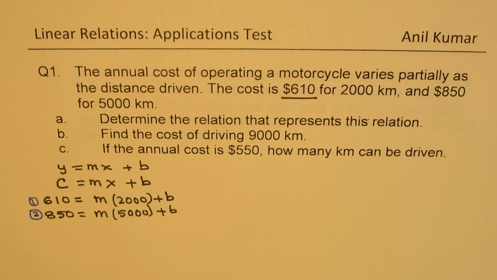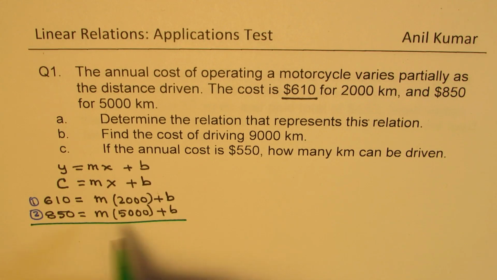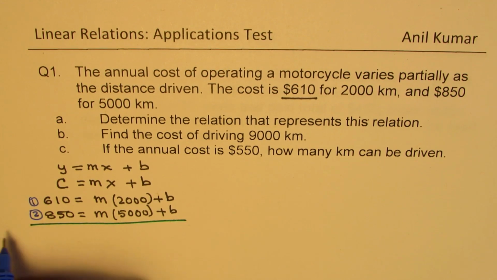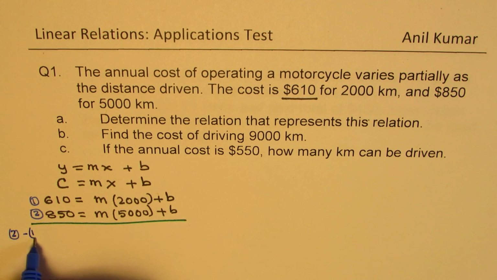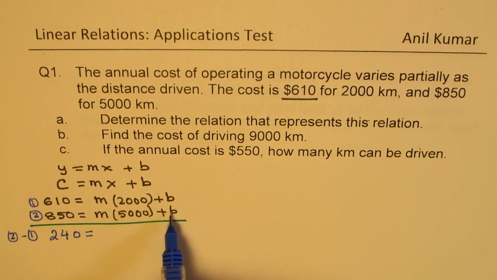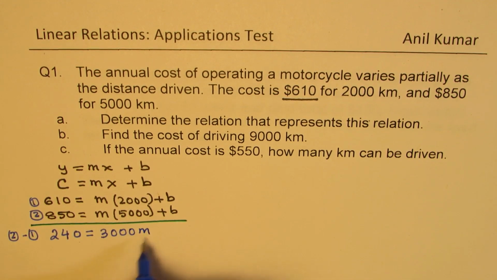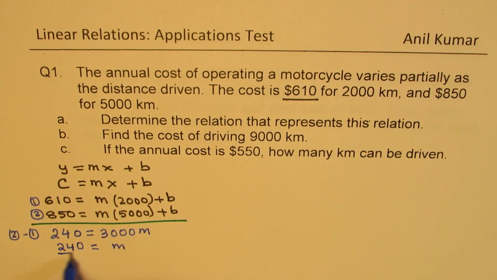And now, if I subtract one from the other, let's do equation 2 minus equation 1. So what do you get? You get 850 minus 610, that is 240, equal to, b and b cancel, 3,000 m. So the slope m is equal to 240 over 3,000.